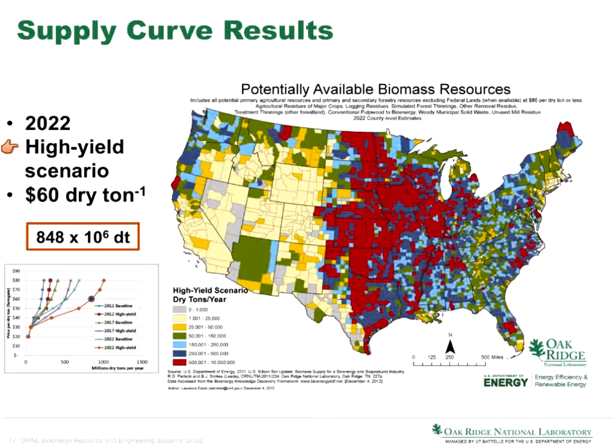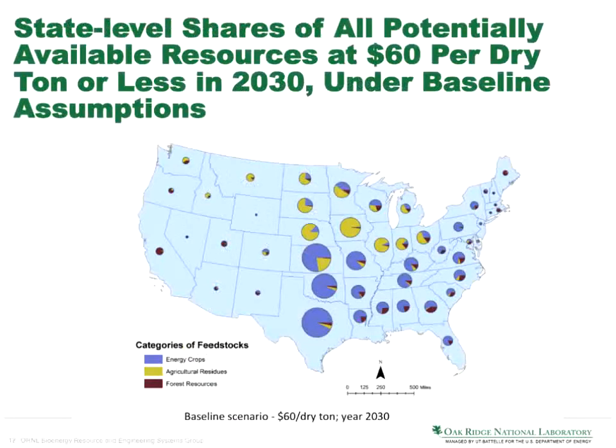And if we go to the high yield scenario of 2022, again at that same price, then we're talking about 850 million dry tons in 2022. I think that's the last one, yeah. And you can see graphically the expansion of cellulosic feedstock production over space and over time under these different scenarios, and expansion into the future potentially.